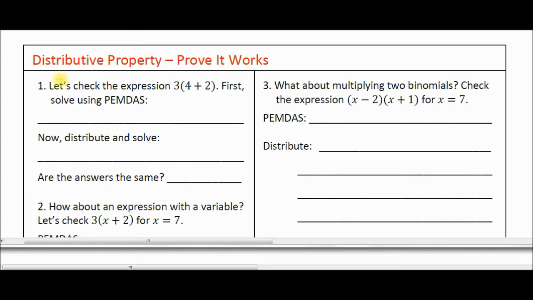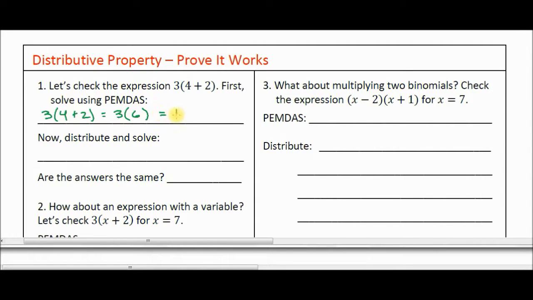The first question, question number 1 in your book, says let's check the expression 3 times in parentheses 4 plus 2. First, let's solve using PEMDAS. We've got our original expression, 3 times 4 plus 2. Remember, in PEMDAS we do parentheses first. We have two numbers in the parentheses that are like terms, so we can combine those. 4 plus 2 is 6. Now we've got our parentheses done, and now we're going to multiply, and 3 times 6 is 18.